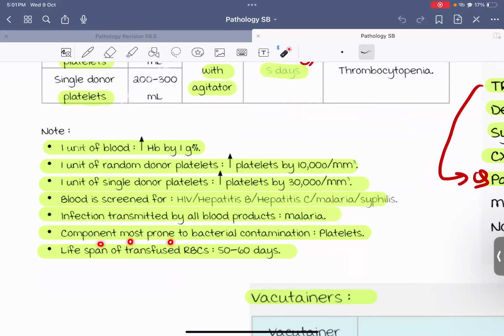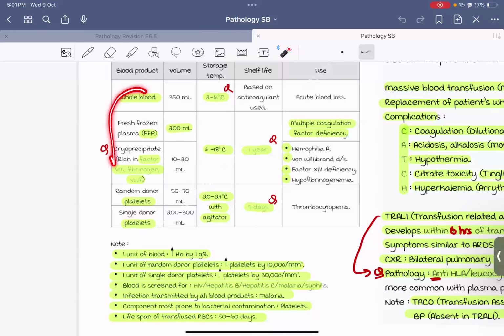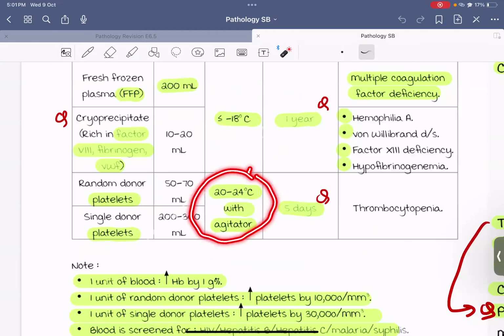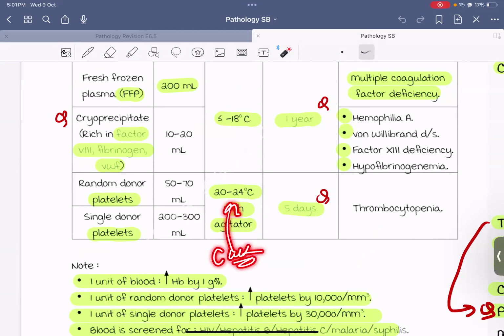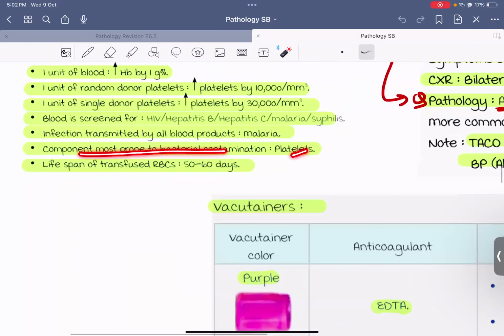The component most prone to bacterial contamination is platelet. What does this mean? Among all these blood products, the one in which bacterial infection is more likely is platelets. Why? Because the temperature at which it is stored is 20 to 24 degrees Celsius. So it is easy for bacteria to grow, because the platelet will act as a culture at this temperature. That's why the component most prone to bacterial growth is platelets.